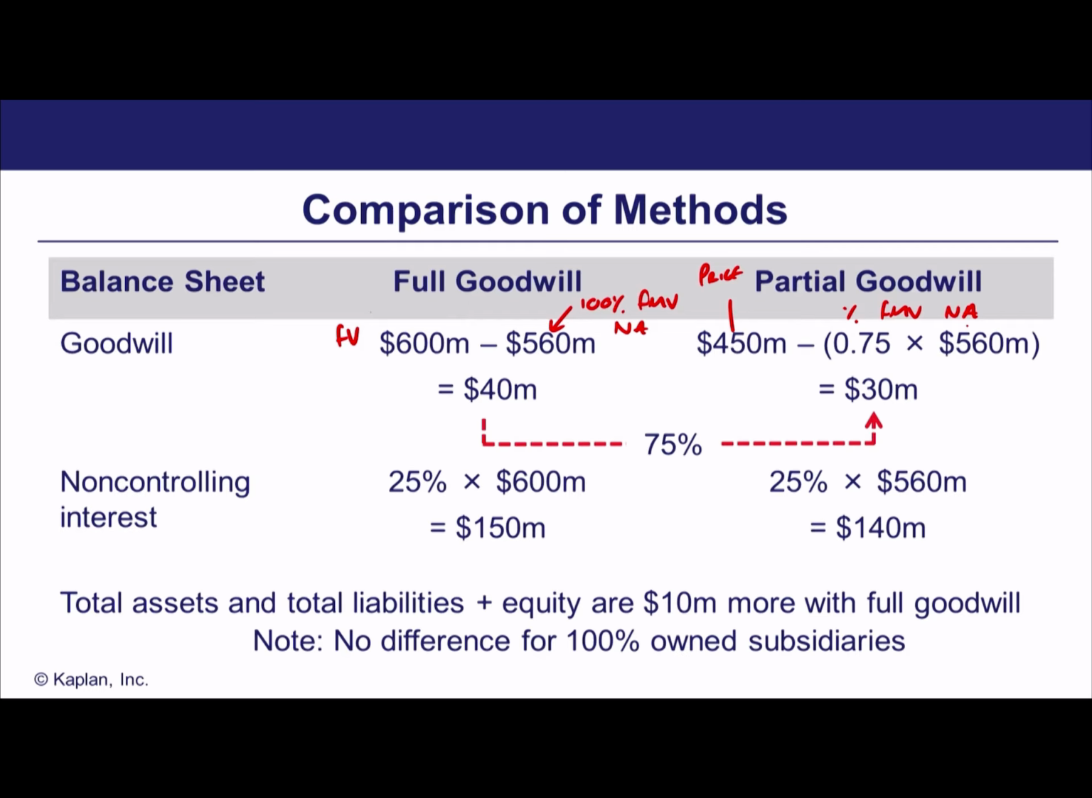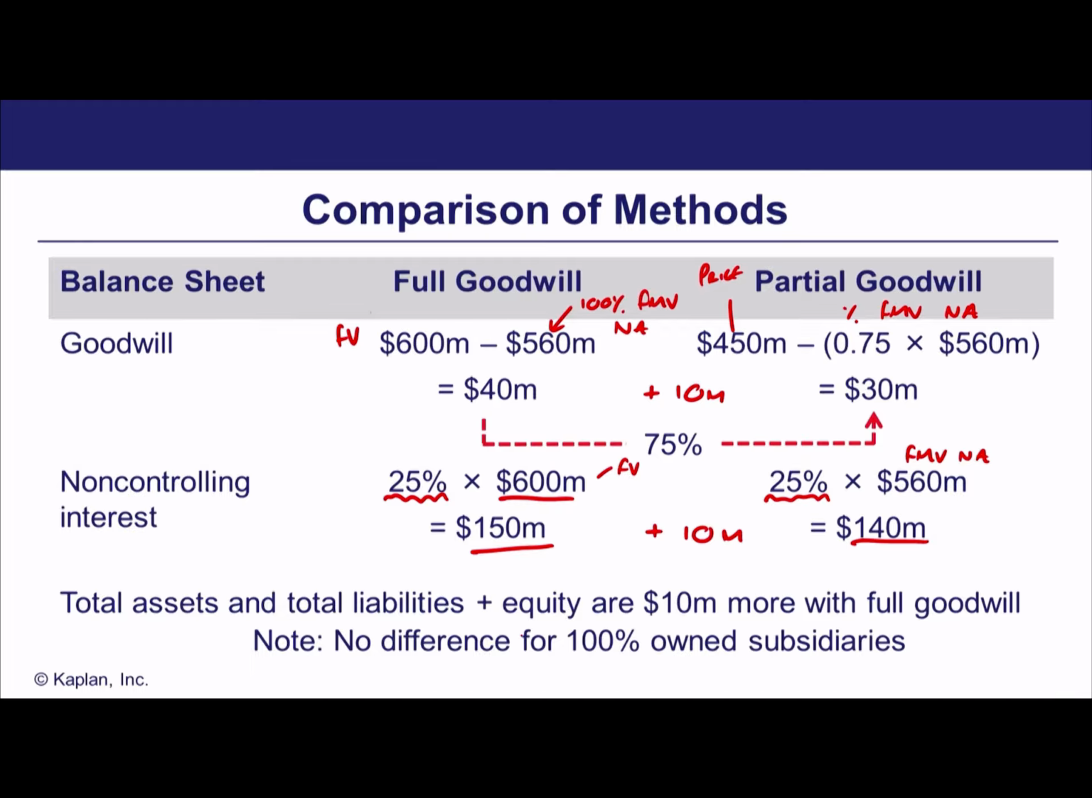So look at the non-controlling interest under full goodwill. We take the fair value of the subsidiary, multiplied by the minority stake, 25%, and that gives us a non-controlling interest here of 150 million. Under partial goodwill, again, we take the minority stake, but we're not going to multiply by fair value. We're going to multiply by essentially the fair market value of net assets. So that's the 560 figure giving us 140 million. Notice the difference between the goodwill is 10 million, and the difference between the minority interest is 10 million, which keeps our balance sheet balancing.